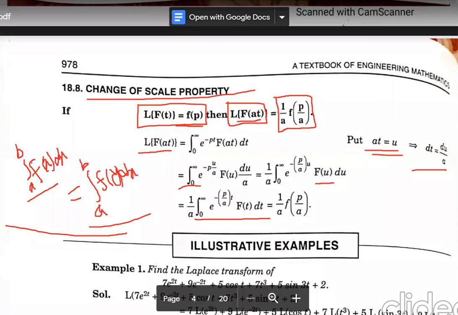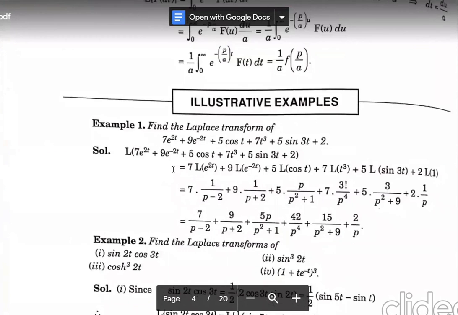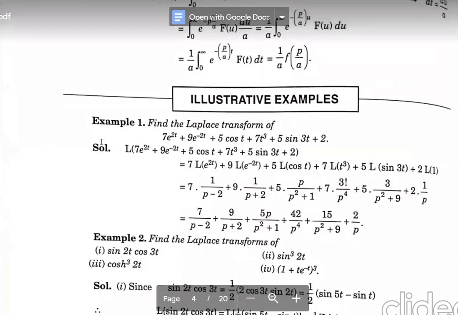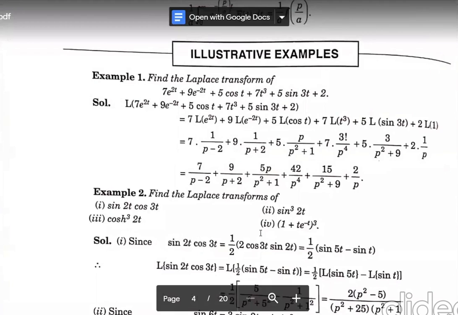It will be more clear if you do some problem, some example on that. Let us see the first example. That is also very simple. Now you need to find out the Laplace transform of this, using the direct formula: 7 e to the power 2t plus 9 e to the power minus 2t plus 5 cos t plus 7t cube plus 5 sin 3t plus 2. So you need to find the Laplace transform of this.